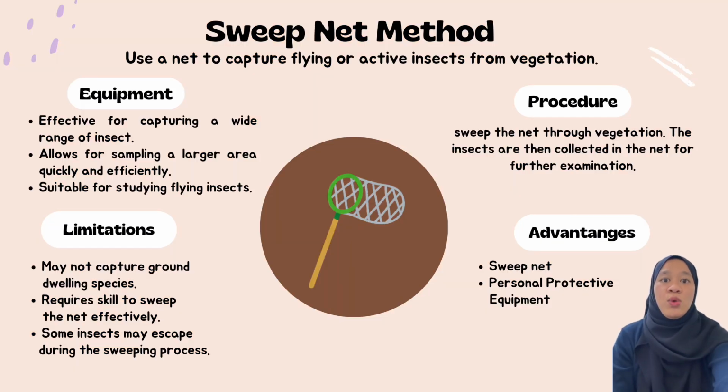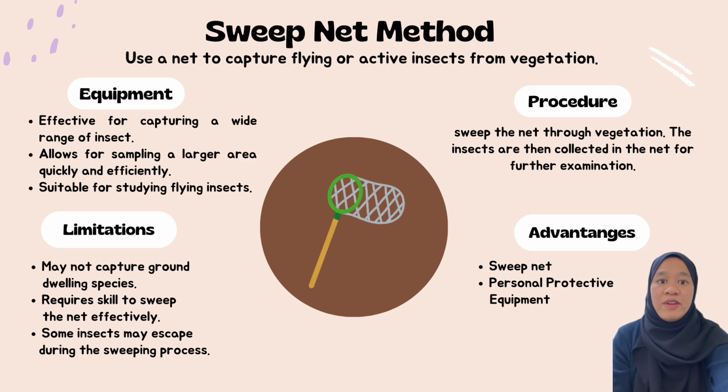For the second one, we use the sweep net method. The sweep net method uses a net to capture flying or active insects from vegetation. The equipment needed includes a sweep net and, as we know, personal protective equipment. Now we move to the procedure. The procedure involves sweeping the net through vegetation to collect insects for further examination.